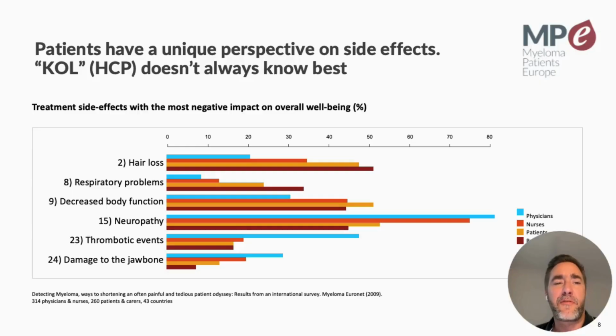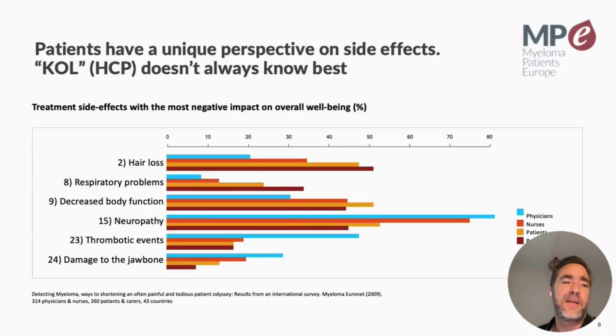And you can see the blue bar, for example, on hair loss. Physicians said, yeah, well, hair loss, while for almost 50% of patients, this was the most negative impact, because they might not feel well enough to leave home or to present themselves or to have a social life or whatever. So there might be a lot of impact on their well-being, while of course medically it doesn't count.